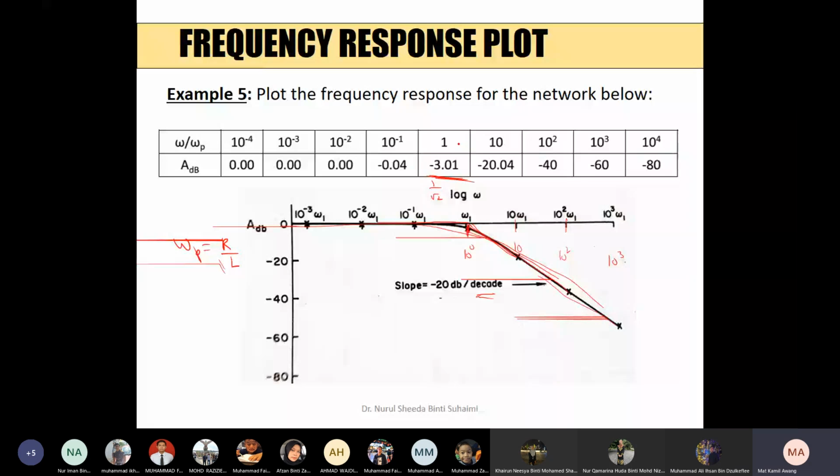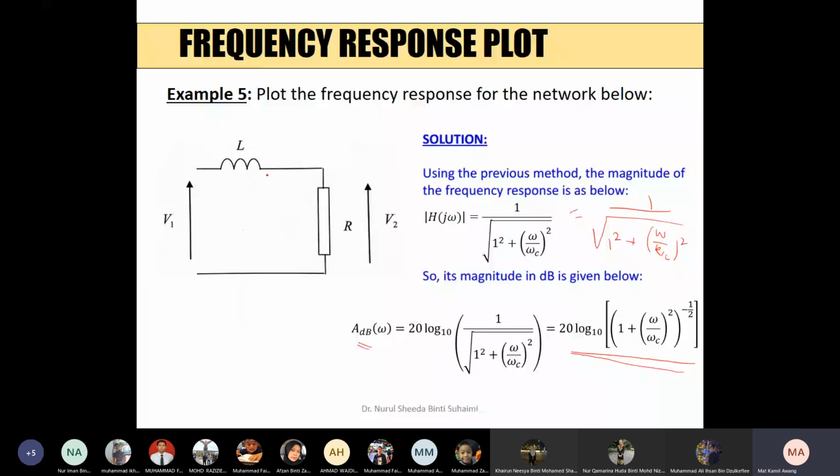If omega over omega P is equal to 1, then it's minus 3 dB. If omega over omega P is 10, it's minus 20 dB here. If omega over omega P is 10 squared, it's minus 40 dB. So this is the example where omega C or omega P is equal to R over L.